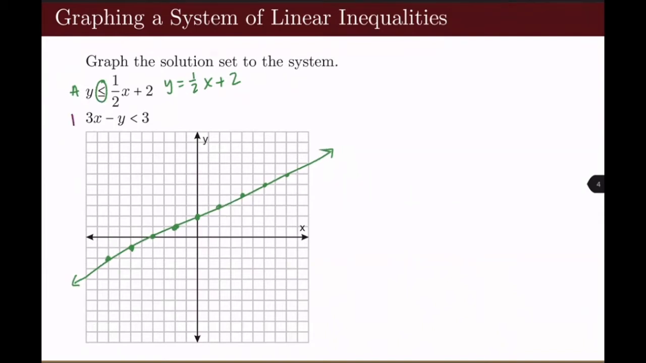We'll call the other one line B. So that one is 3x minus y equals 3. So that's going to be y equals 3x minus 3. So my intercept is -3, and then my slope is 3. And then since it is strictly less than, we're going to make a dotted line.